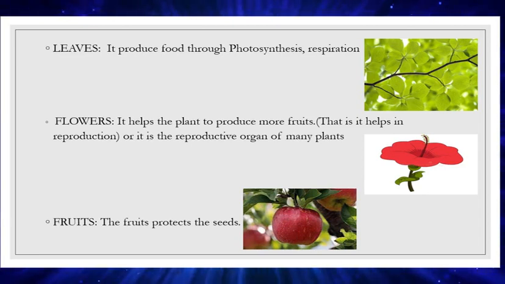Okay, let's take the flowers. It helps the plant to produce more what? Fruit. More fruit. That is, it helps in reproduction, or it is the reproductive organ of many plants. When you say reproduction, it is like your mother producing new children, like you have a brother. Your mother was able to reproduce your brother, that's reproduction, bringing forth new ones. So the flowers also bring forth new ones of the plant.